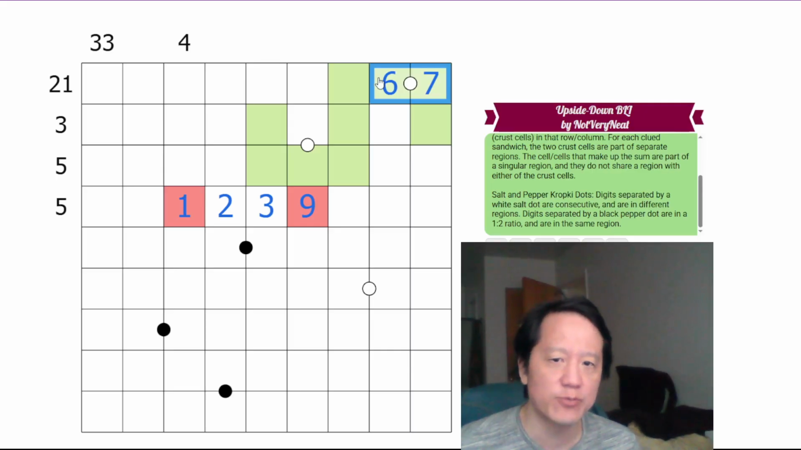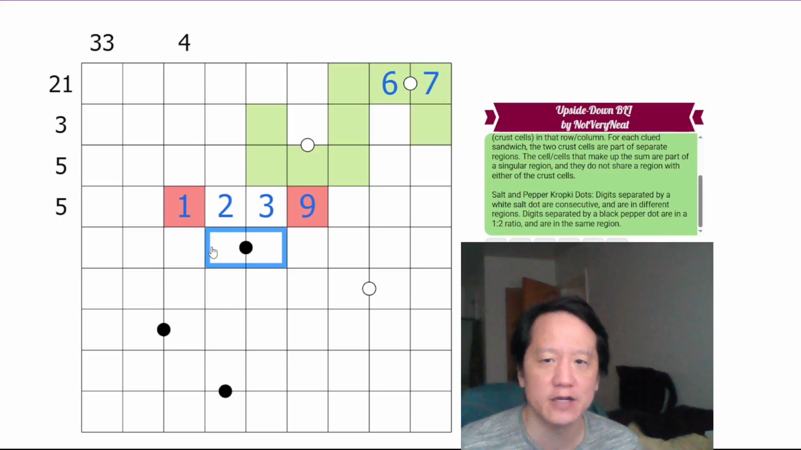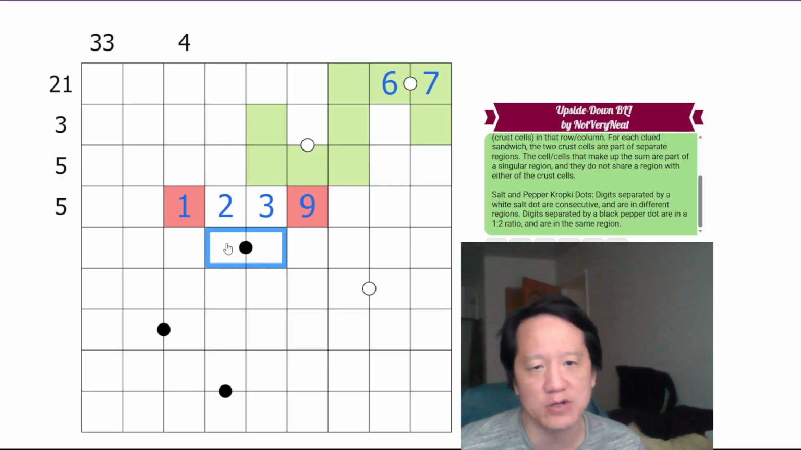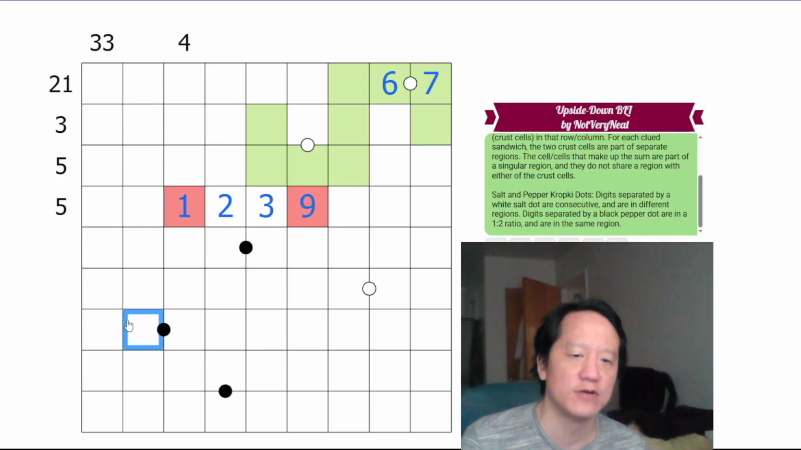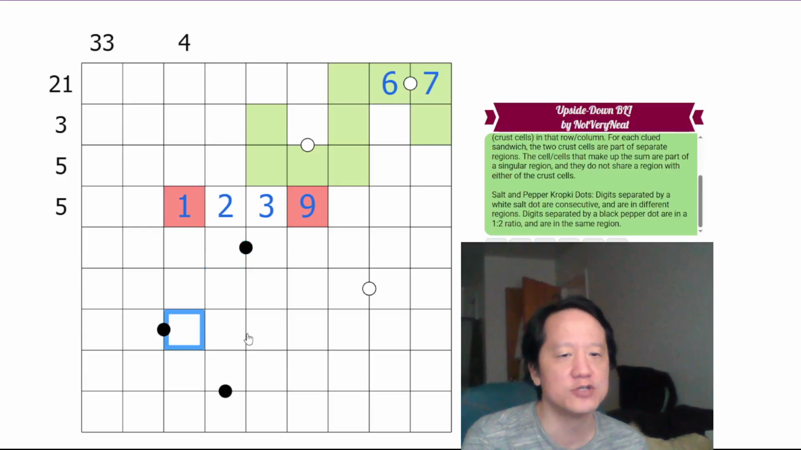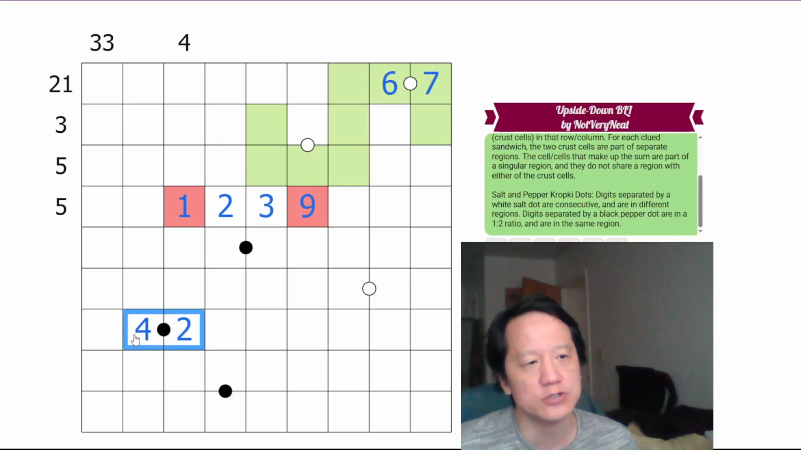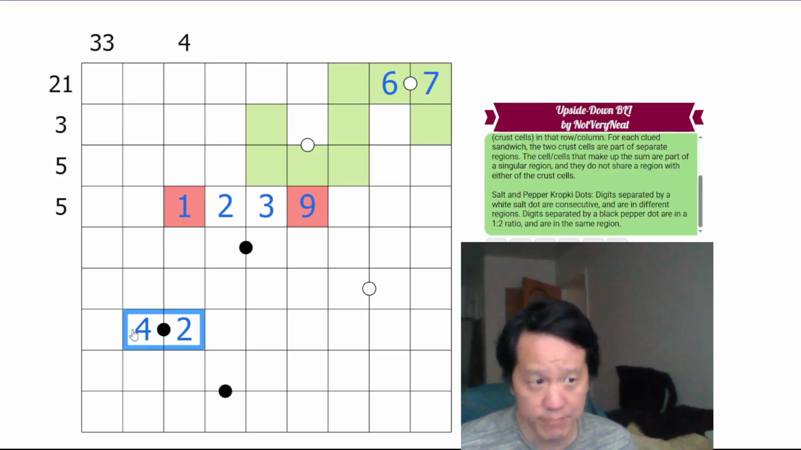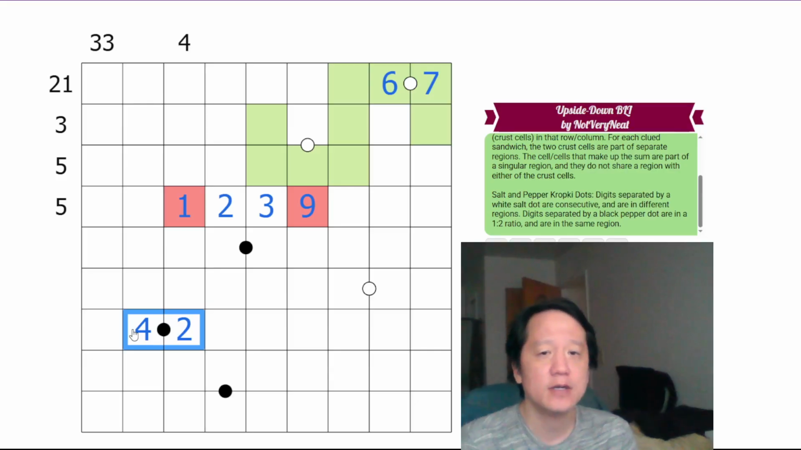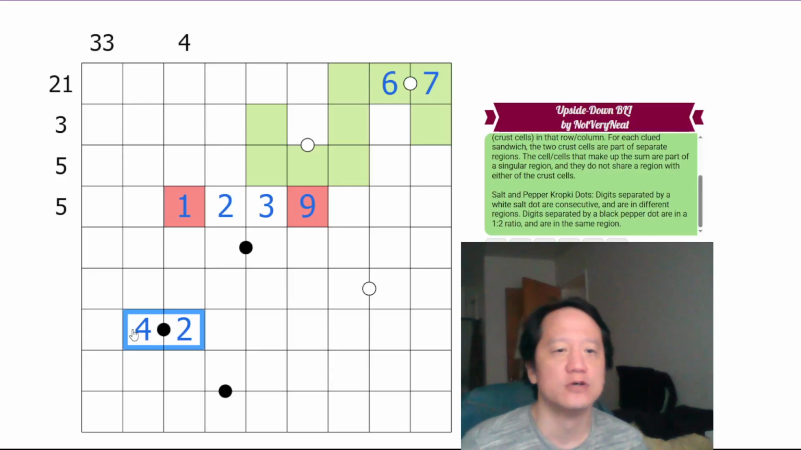Digits separated by a black pepper dot are in a 1 to 2 ratio and are in the same region. So these two digits must be part of the same region. And say we had a 2 here, this would have to be 1 or 4 to maintain the 1 to 2 ratio that's between them. And again, they are part of the same region. And those are all the rules.